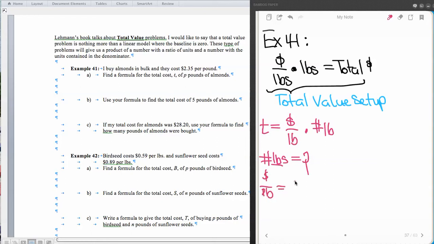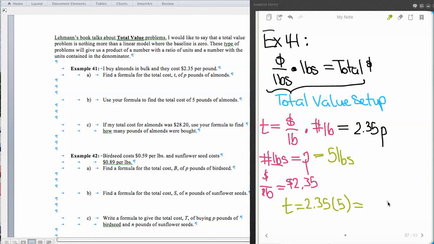So the dollars per pound we know is $2.35. And then we can plug into our original, and we can find the cost for the 5 pounds of almonds. So our total cost here, T, is going to be $2.35 times our pounds P. And then in the next part of the problem, we're going to find out the total cost for 5 pounds of our almonds. And so now we're going to say that the total cost, T, is equal to $2.35 times the 5 pounds.